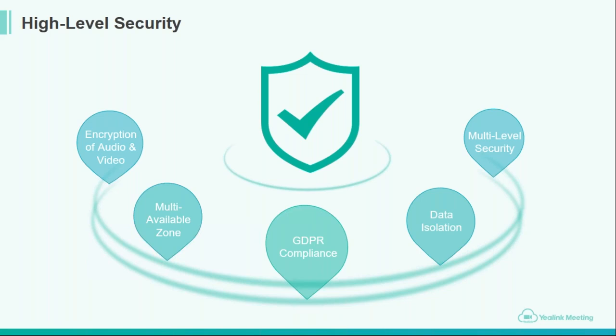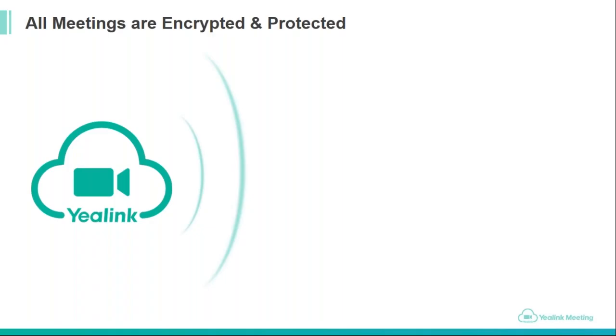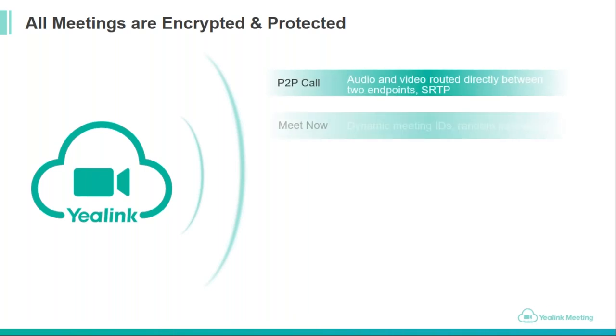As I mentioned, the audio and video going through is encrypted by AES-256. And signaling is also encrypted by TLS protocols. And we have an advanced multi-level security strategy like meeting lobby, random meeting ID and password.